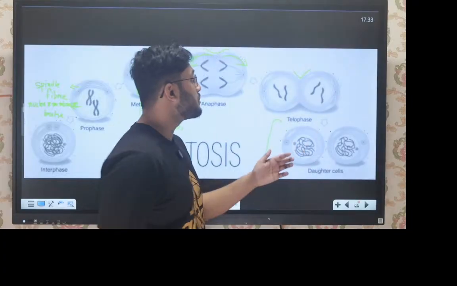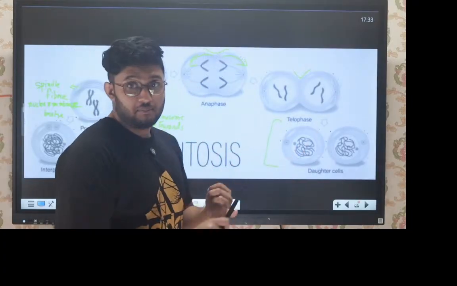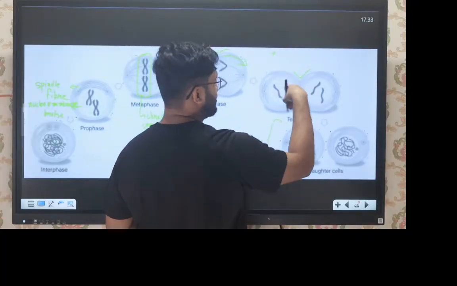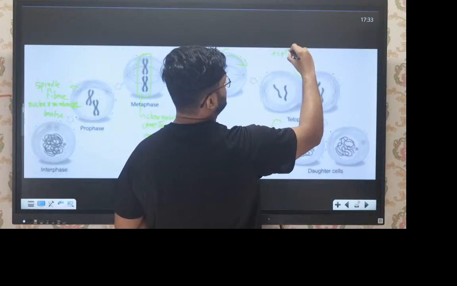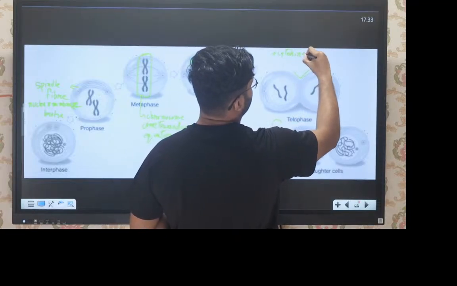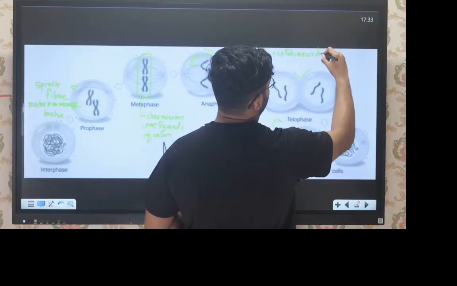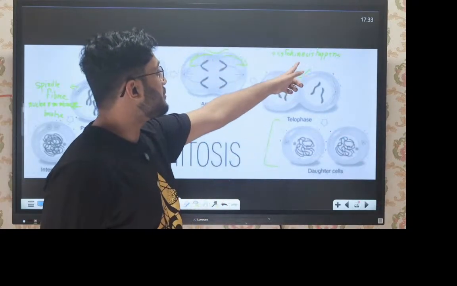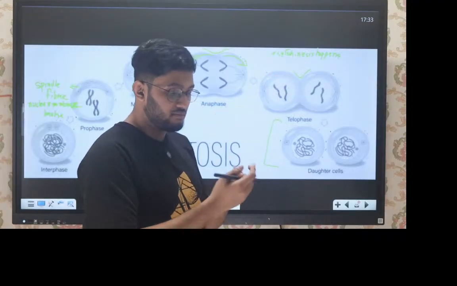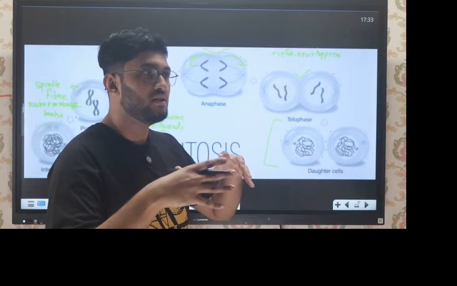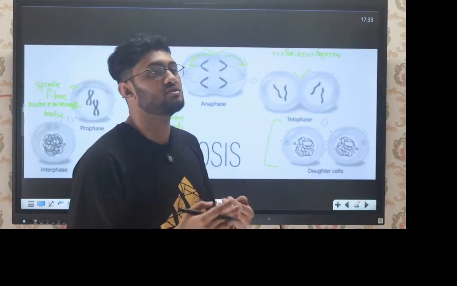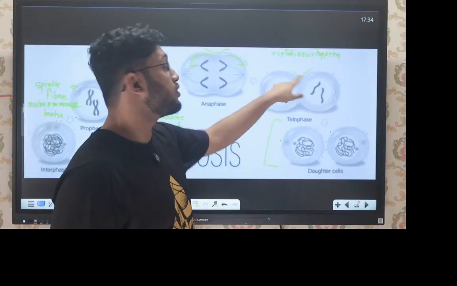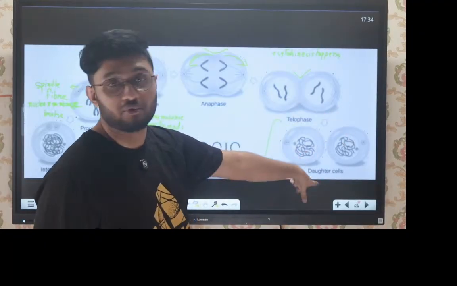In the telophase, cytokinesis happens. Basically, I'm just going to write it here. What happens in telophase? Cytokinesis happens. Why does cytokinesis happen? Basically, cytoplasm in numbers. So there is a replication and duplication of cytoplasm and the organelles, because obviously we need it for the two daughter cells that are going to be produced.